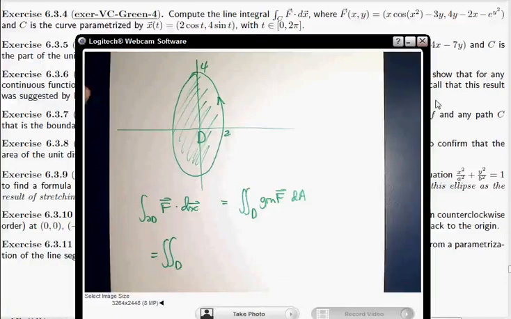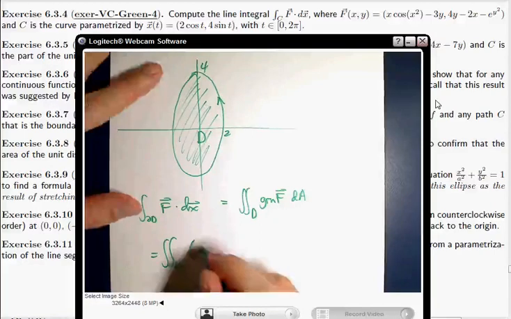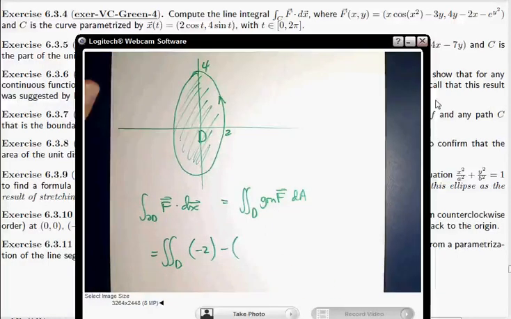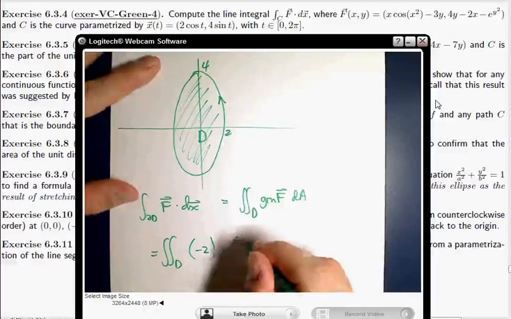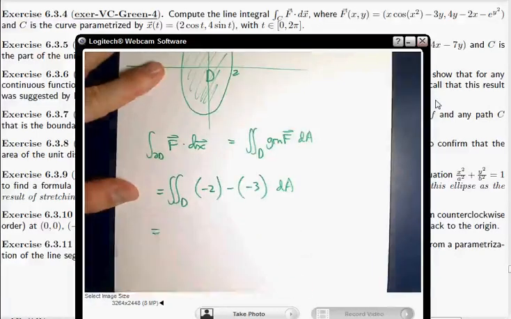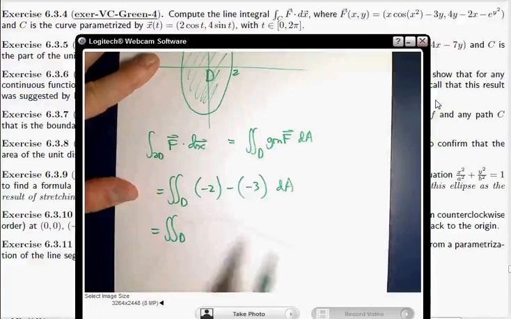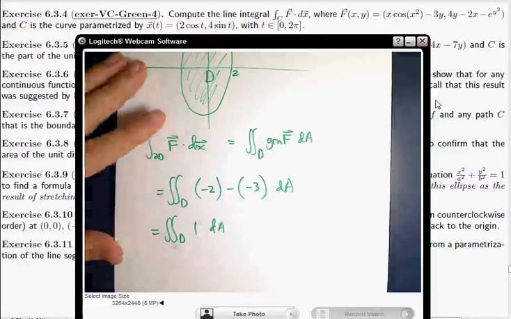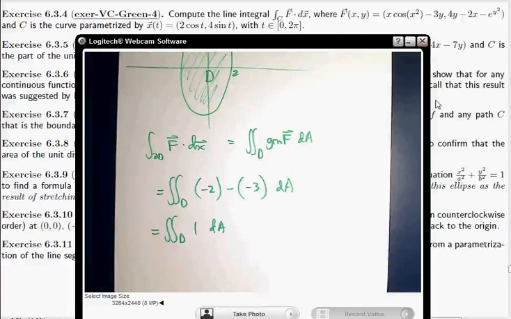Well, it's just algebra: dQ/dx minus dP/dy. Conveniently, Q has mostly y's in it, so dQ/dx is just -2. For dP/dy, again, all that x business goes away because we're taking a y partial, and it's just -3. And altogether, I have the double integral over that disk of 1. Oh, excuse me. Okay. Does that make sense, everybody?